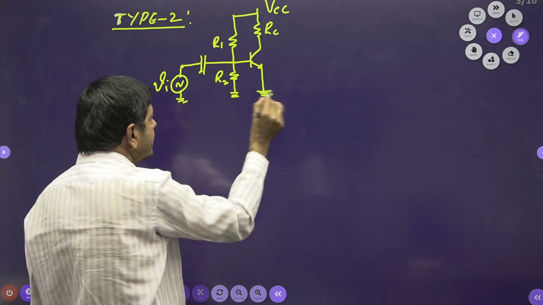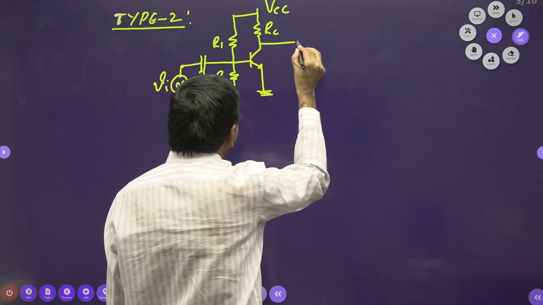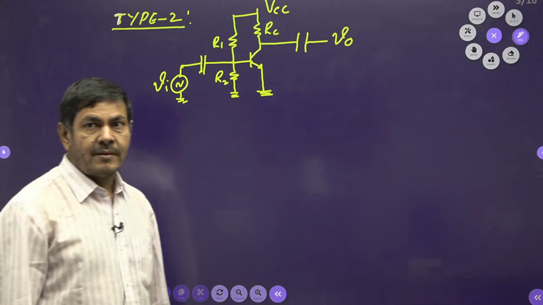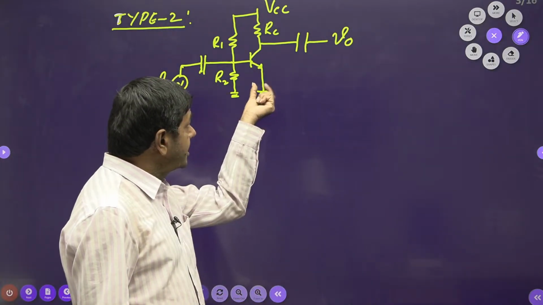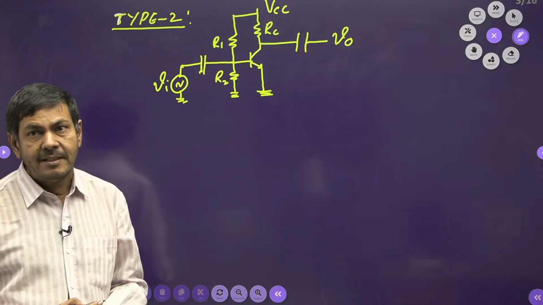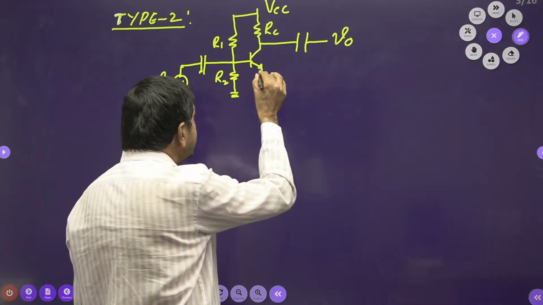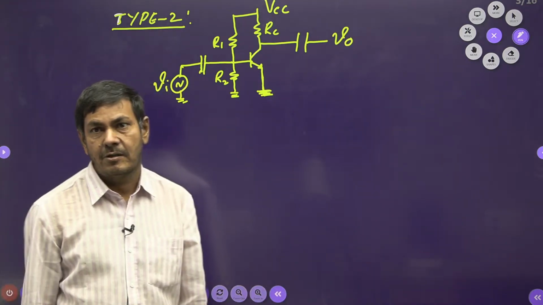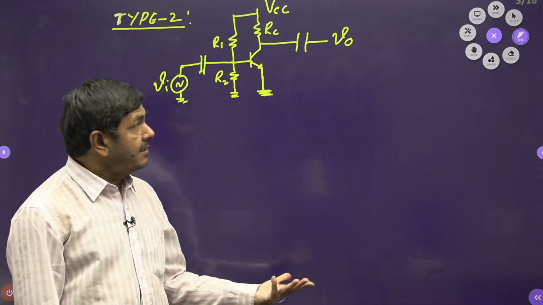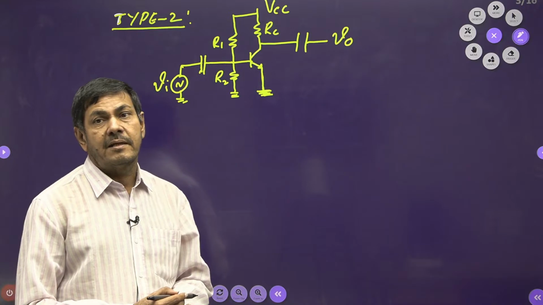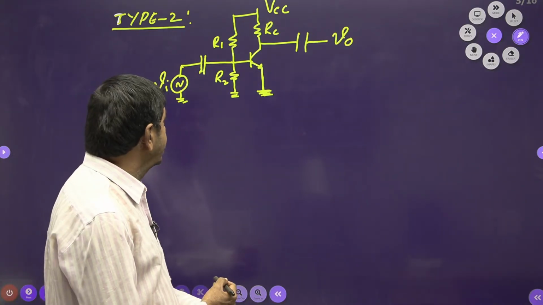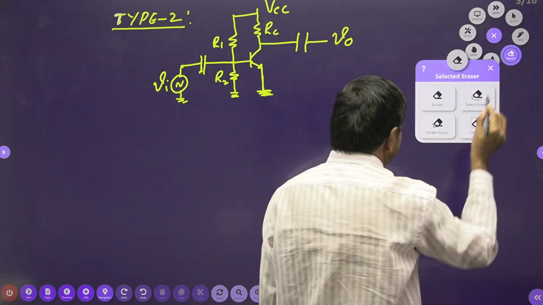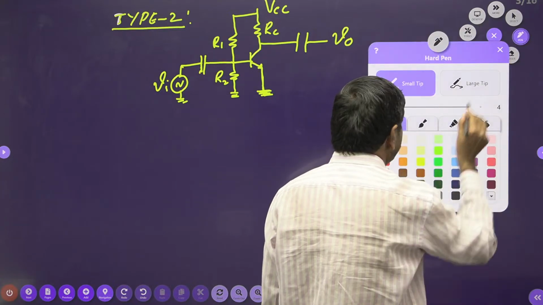Even if you connected all these, no problem. Even if you left it as is, no problem. There is a capacitor with V naught only now. This is type 2. I said already in type 1, the emitter resistance is parallel to this CE. In type 2, the emitter is directly connected to the ground. But here, I asked you to draw the AC equivalent circuit. If I ask to draw the AC equivalent circuit, what will you do? We can draw the AC equivalent circuit in this way.